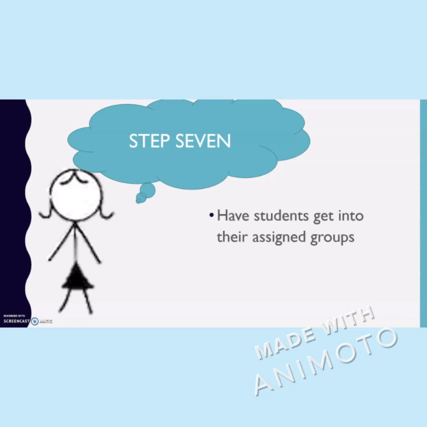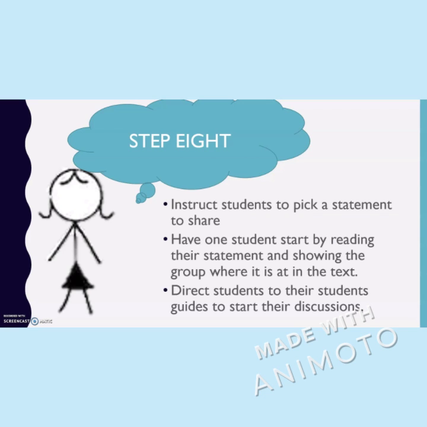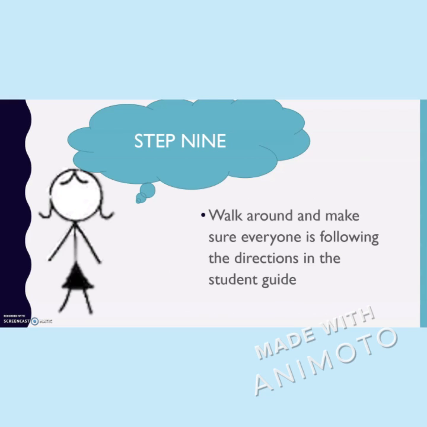Step 7, after students have written down their statements and reflections, have them get into the groups that you pre-assigned. Step 8, have students all pick one statement that they would like to talk about first. Then have the group select a person to share their statement first. Direct students to their student guides and tell them to start their discussions.